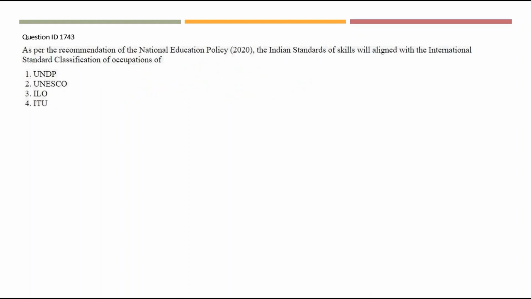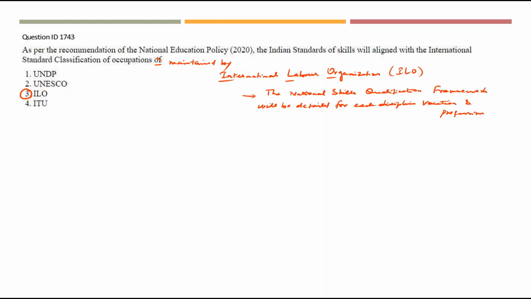Next question. As per the recommendation of the National Education Policy 2020, the Indian standards of skills will align with the International Standard Classification of Occupations of... This statement will end like occupations maintained by the International Labour Organization, ILO. Option number 3 will be the right answer. So the Indian standard says the national skills qualification framework will be detailed for each discipline, vocation and profession.